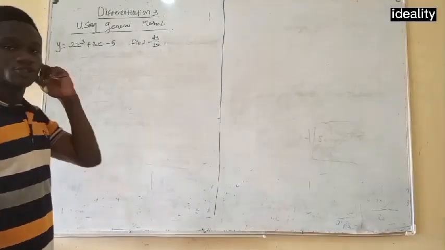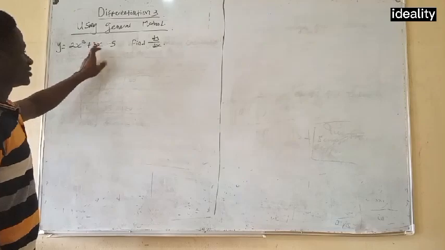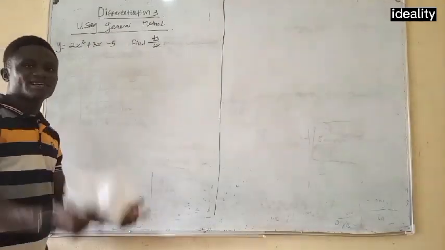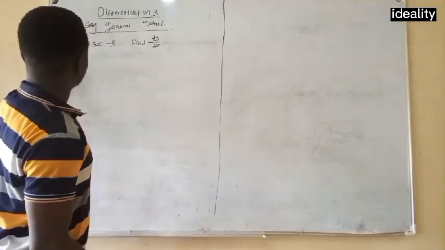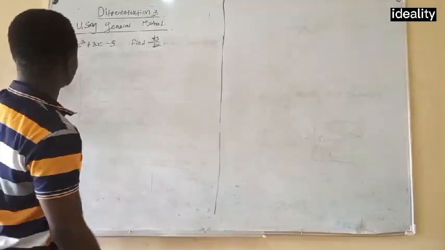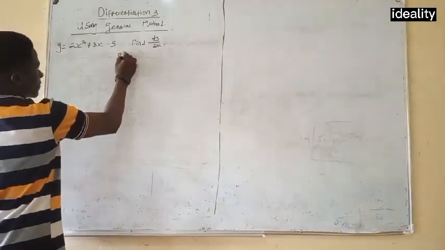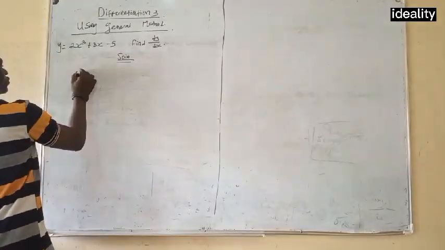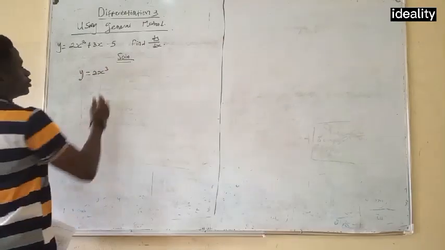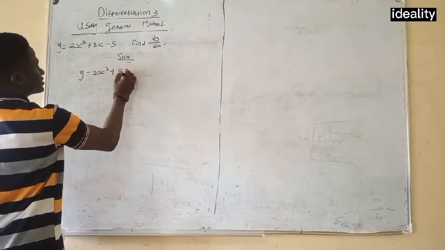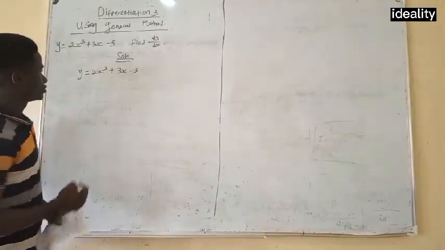Now, imagine you are given a question like this: y equals 2x cubed plus 3x minus 5, and they said, find dy/dx. That means differentiate this function, differentiate this equation. How do you go about it? Now, solution. You have y equals 2x cubed plus 3x minus 5.